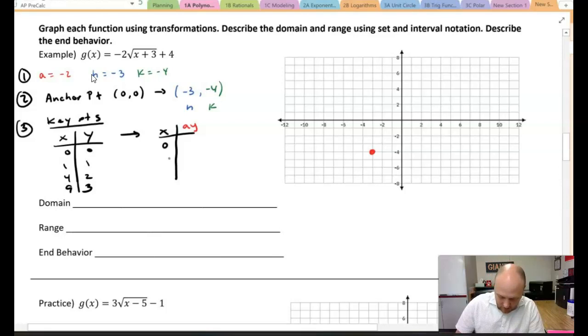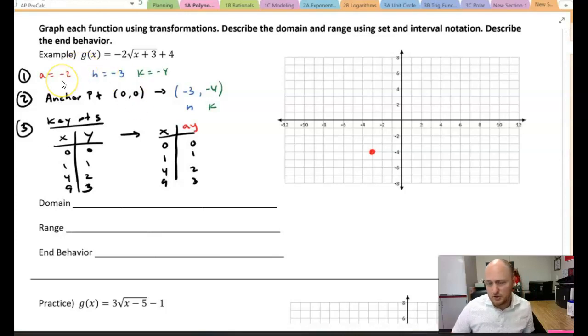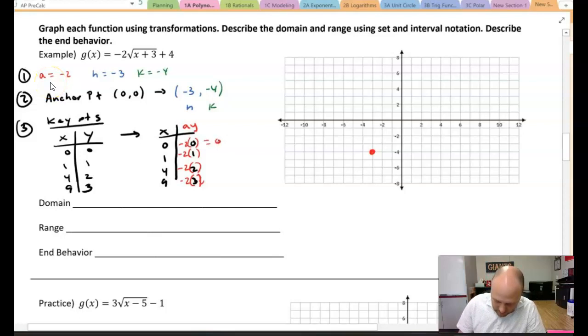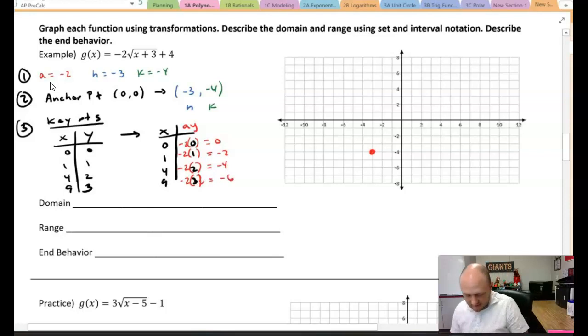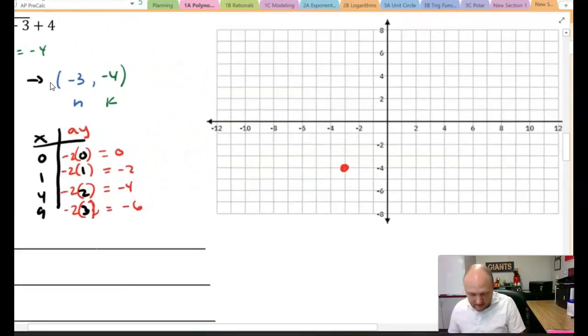So my x values are untouched, 0, 1, 4, 9. Nothing happens to them. I just have to multiply my y values, the 0, the 1, the 2, and the 3, times my a value, which is a factor of -2. So -2 times 0, -2 times 1, -2 times 2, -2 times 3, and these are going to be the new y values that we're going to use. So we get 0. Again, nothing's going to happen to your end point, anchor point. -2 times 1, -2. -2 times 2, -4. -2 times 3, -6.